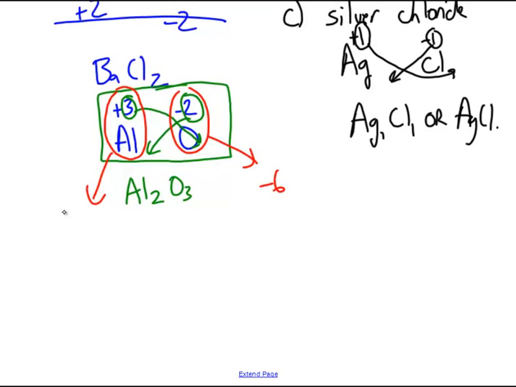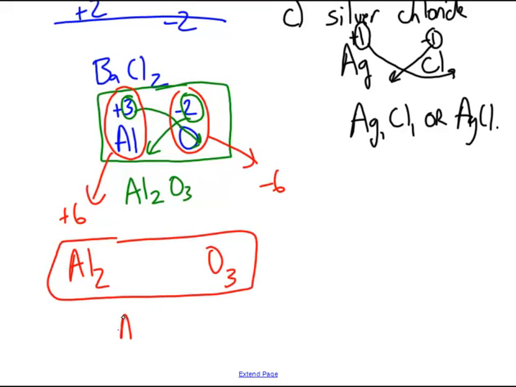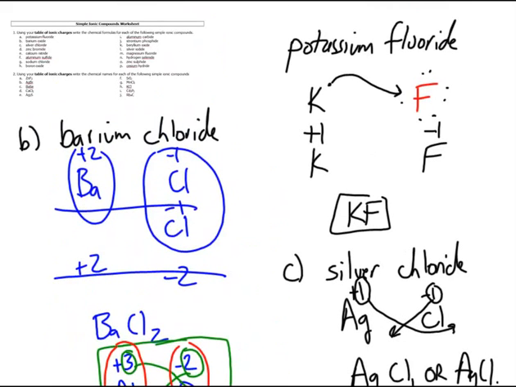Because all compounds are neutral. So of course, +3 times 2 would give you a +6. And how do you make this? Well, O times 3 would give you the -6, and then you just have your compound here, Al2O3, aluminum oxide.